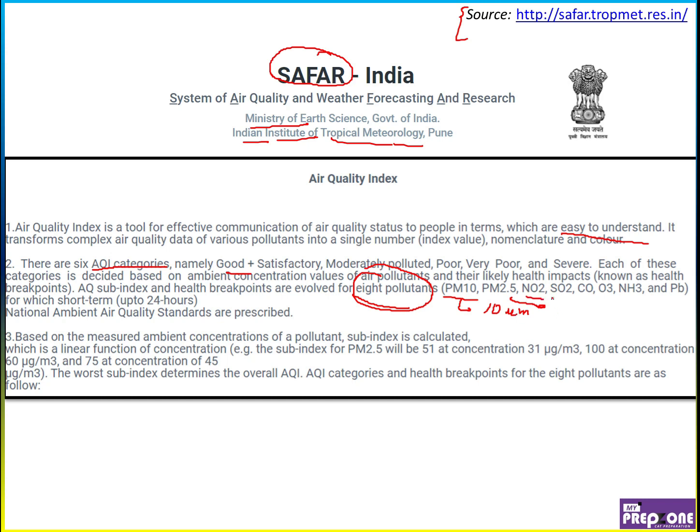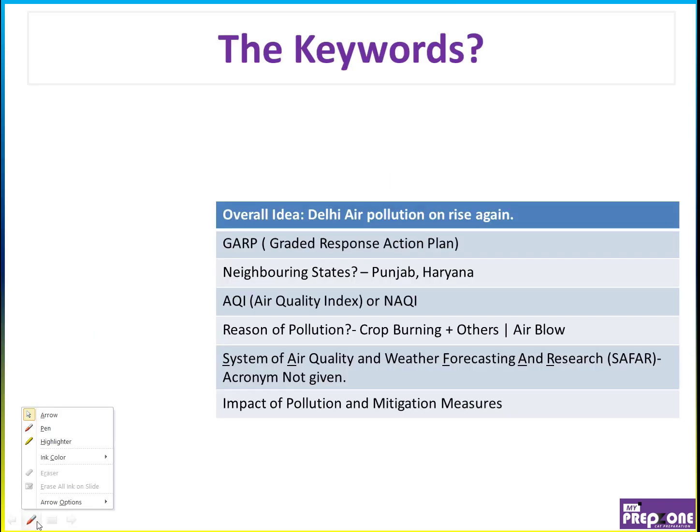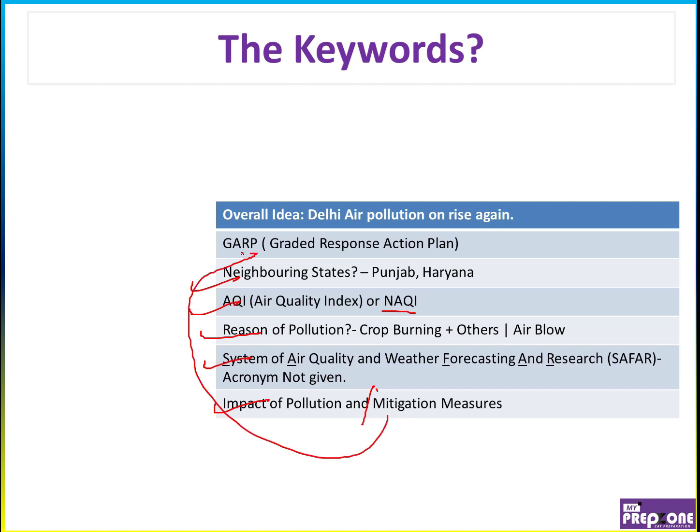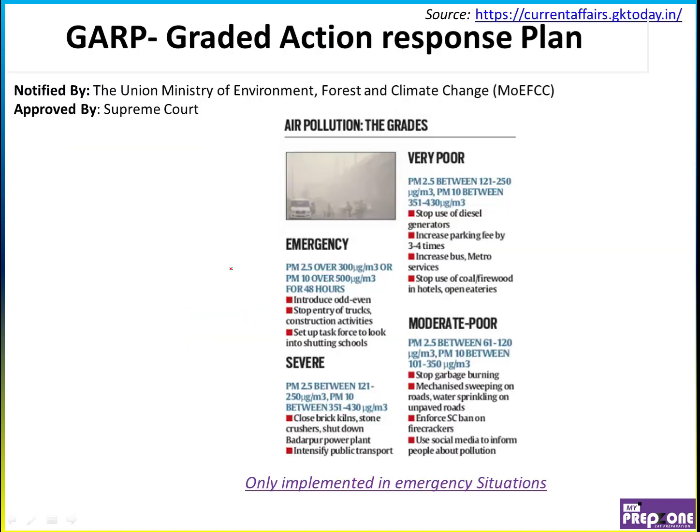Then it is the oxide of nitrogen, the oxide of sulfur, carbon monoxide, O3, NH3, and lead. What did we study so far? We understood neighboring states, we understood air quality index or NAQI, which is nothing but National Air Quality Index, reason of pollution, Suffer, impact of pollution and mitigation measures, and GARP. So impact of pollution we studied, mitigation measures we will be dealing with GARP only. So let us see that.